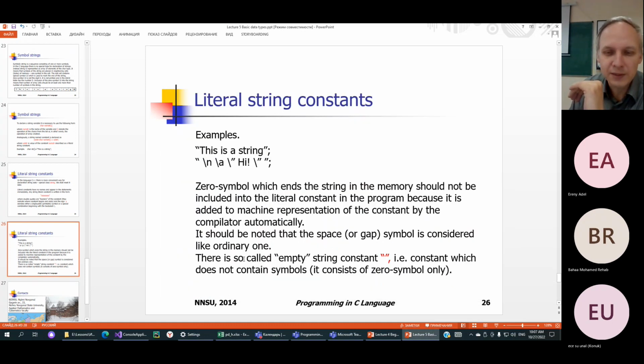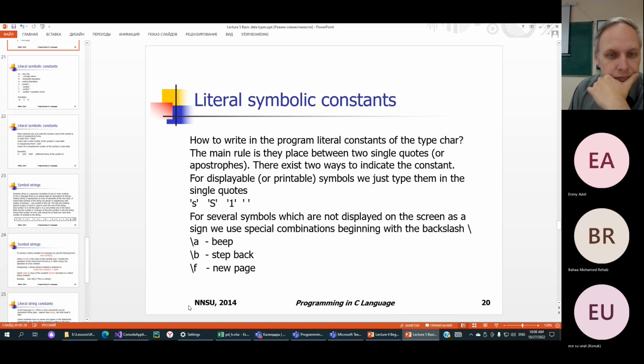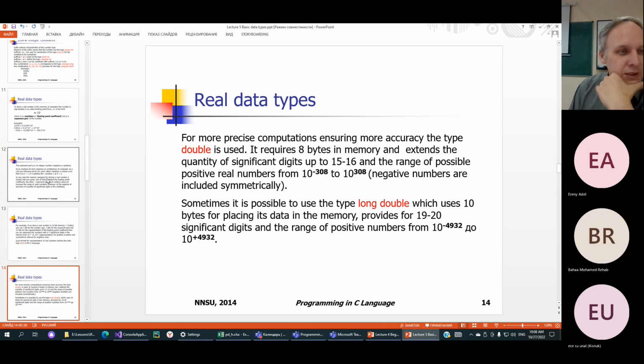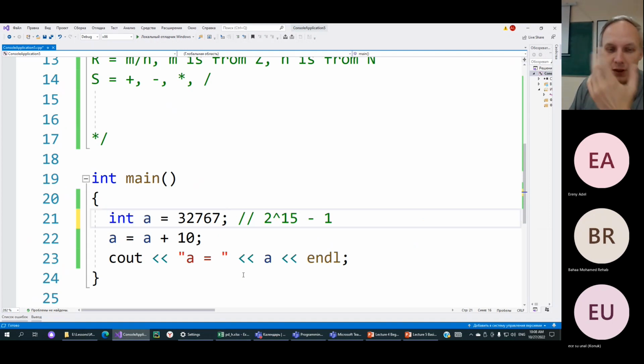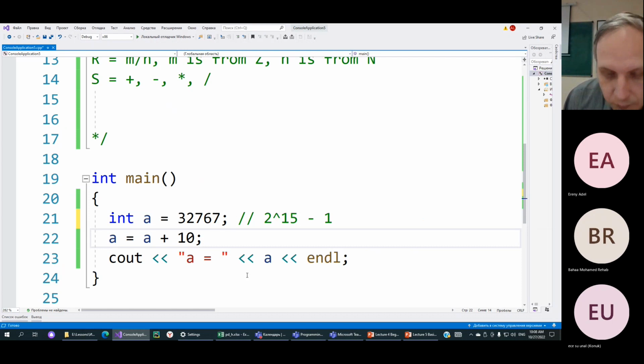Now, a few examples of operations with integer numbers. Well, if we consider integers in detail, let's discuss operations. I already told you the typical operations: plus, minus, that corresponds to addition, subtraction, multiplication. But what about division? Can we divide two integer numbers or not? And what will be the result?